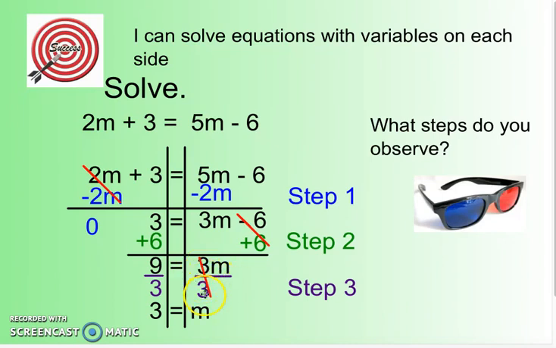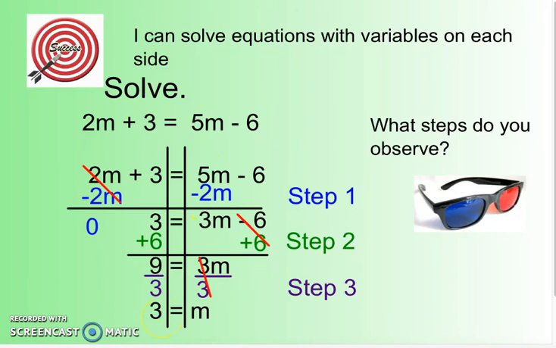So 3 divided by 3 is 1. Now, the reason why I don't put a 1 next to the m is because it's really unnecessary. 1 times anything is still itself. So 1 times m is still m. So m is equal to, and then we do the same thing on the other side. 9 divided by 3 is 3.